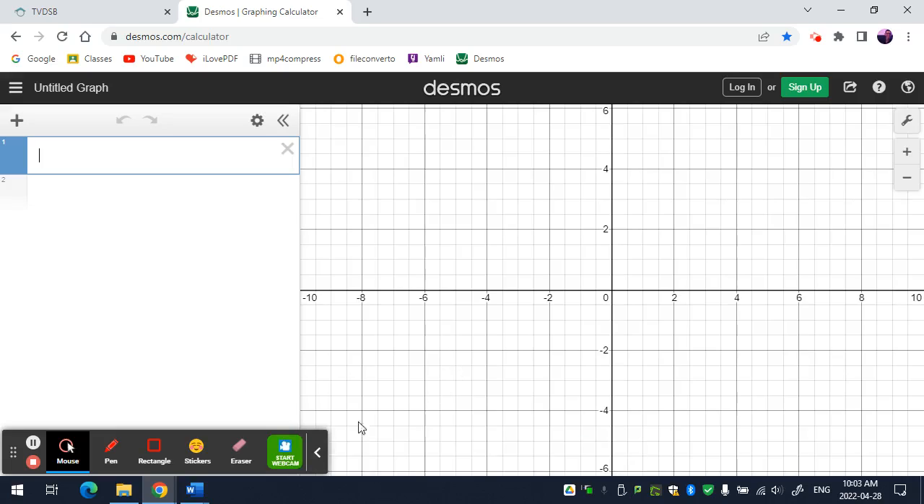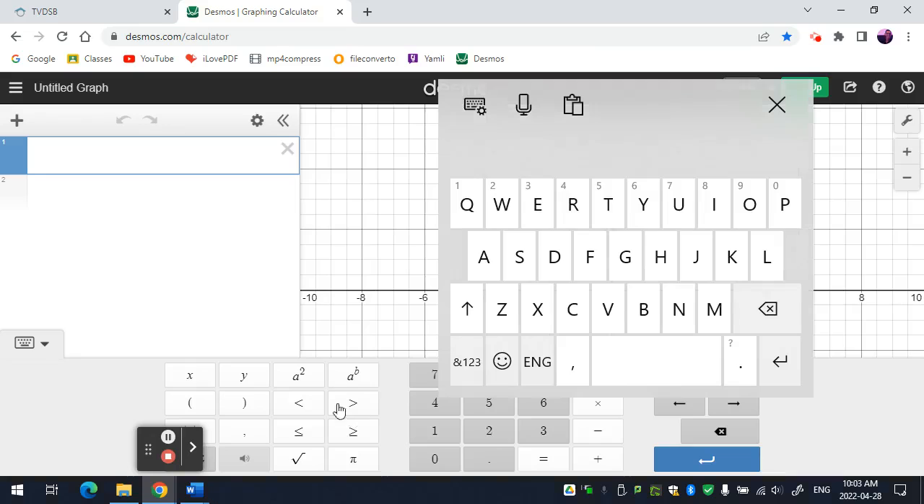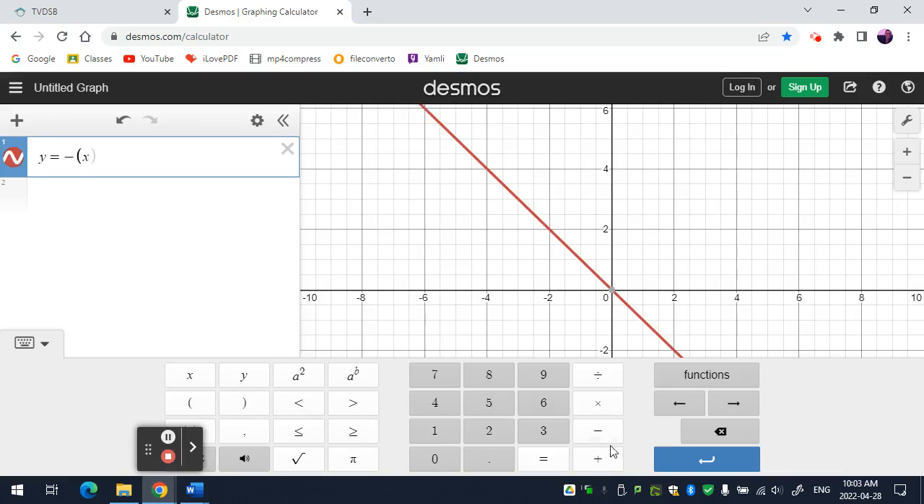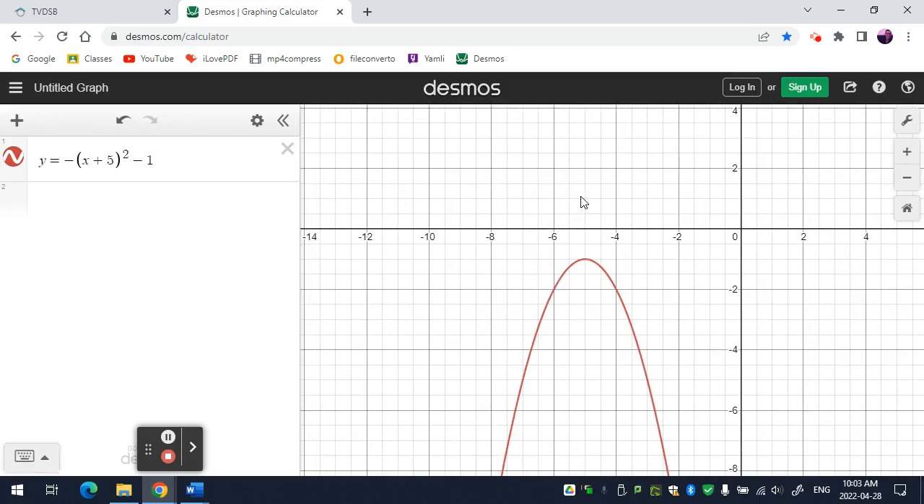Okay, everyone. So look. What's the equation? Y equals, come on, help out, please. Y equals negative, bracket, x plus 5, close bracket, to a power of 2. You can go right here and click 2. Keep going. Plus, oh, minus. Is this a quadratic? Done.